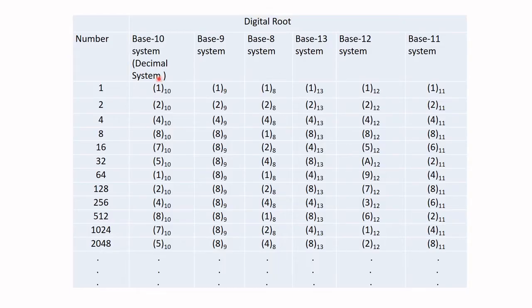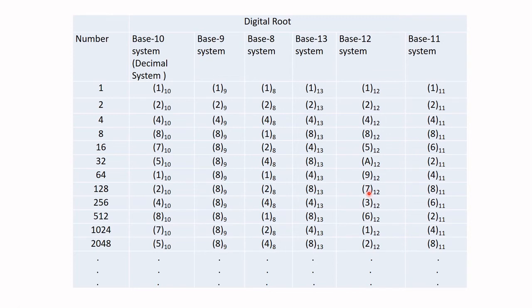This shows that the repeated patterns of digital roots in different numeral systems are different for the same sequence 1, 2, 4, 8, 16, 32, 64, and so on. In base 10 system, the repeated pattern is 1, 2, 4, 8, 7, 5, 1, 2, 4, 8, 7, 5, and so on. In base 9 system, the repeated pattern is 1, 2, 4, 8, 8, 8, and so on. In base 8 system, the repeated pattern is 1, 2, 4, 1, 2, 4, 1, 2, 4, and so on. In base 13 system, the repeated pattern is 1, 2, 4, 8, 4, 8, 4, 8, and so on. In base 12 numeral system, the repeated pattern is 1, 2, 4, 8, 5, 8. 8 here is 10.